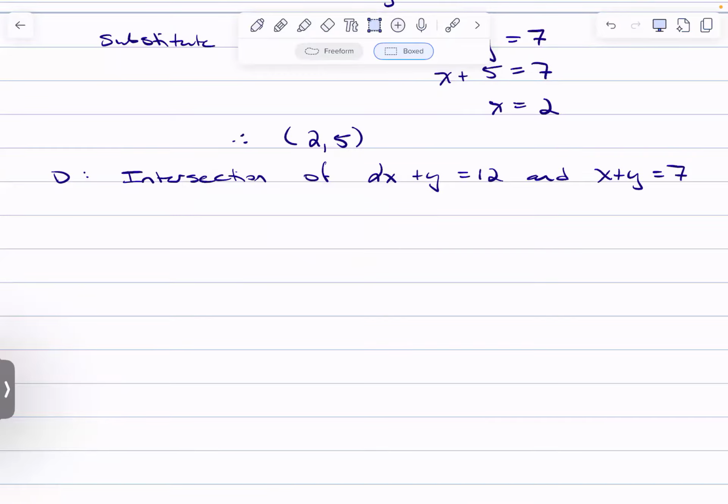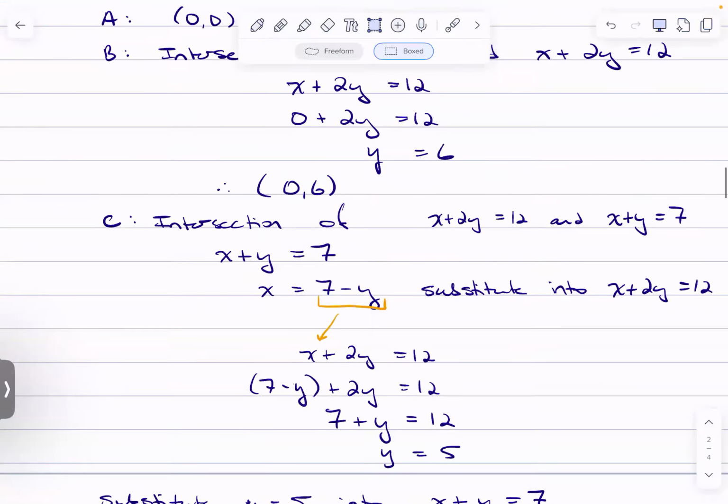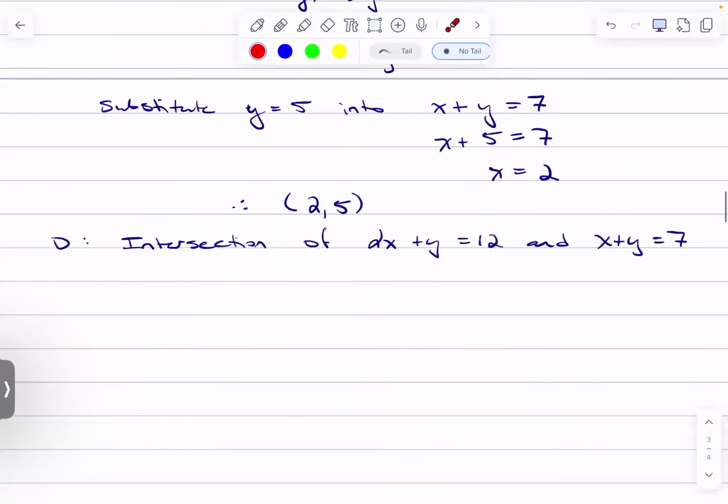You can do the same thing again. The first equation is different. Right? Here it was x plus 2y is equal to 12 and x plus y is equal to 7. And now we have a slightly different 2x plus y is equal to 12, right? But the procedure will be the same.